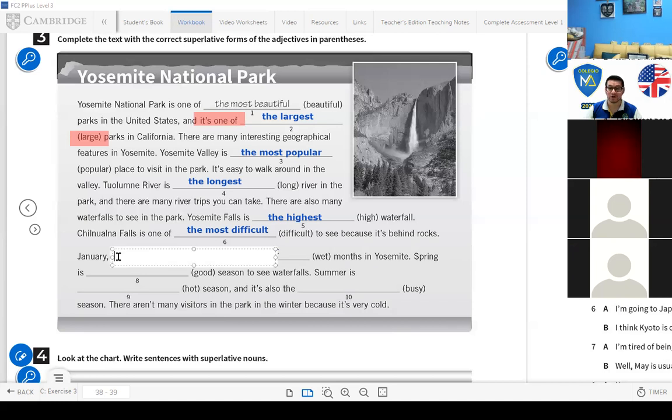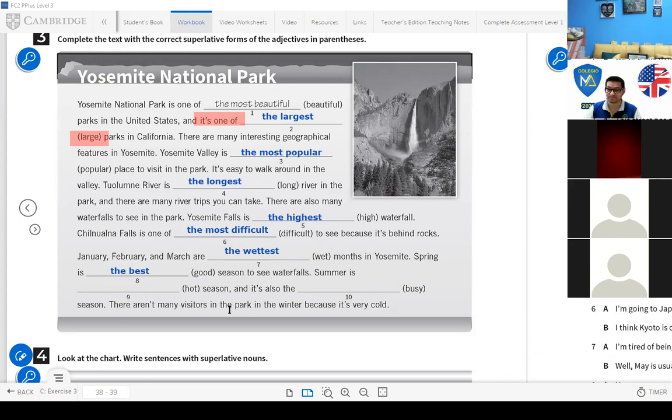Remember, el adjetivo good lo tenemos que conjugar a superlative. ¿Y qué sucede? Al ser el good un adjetivo irregular, cambia a best, ¿no? Al mejor, the best. ¿Ya? Spring is the best season to see waterfalls.